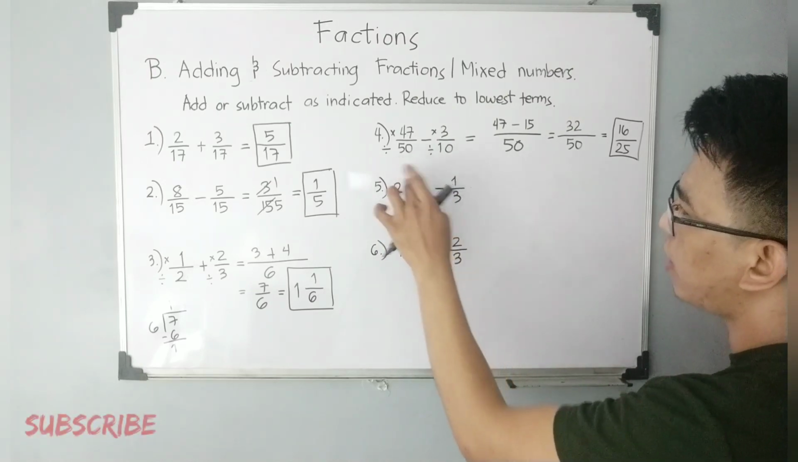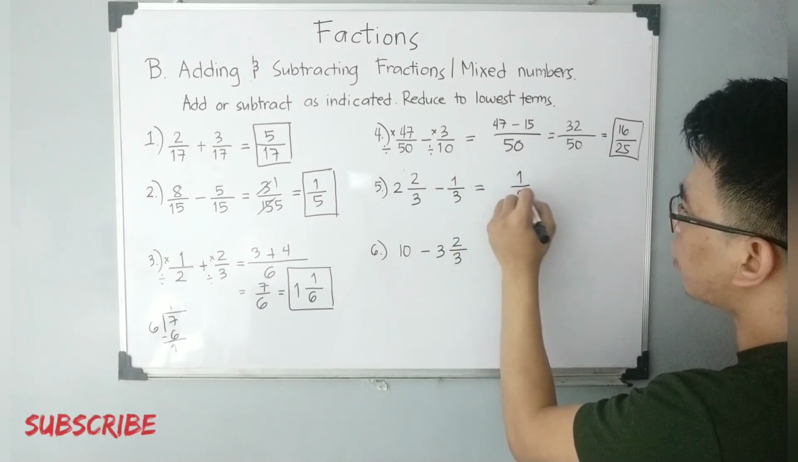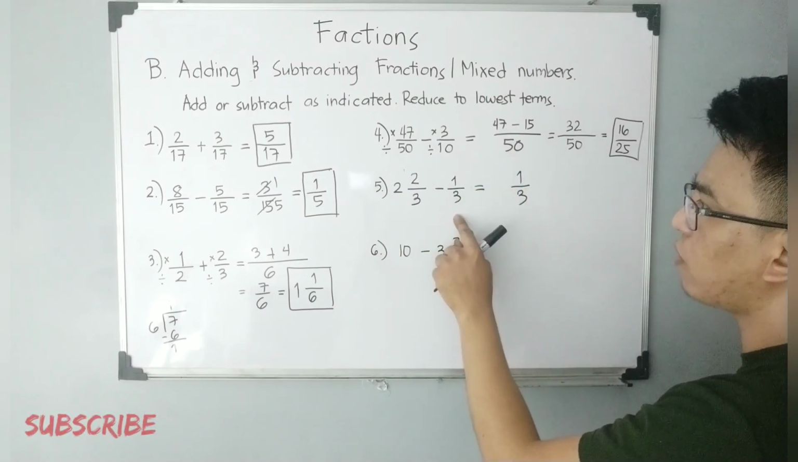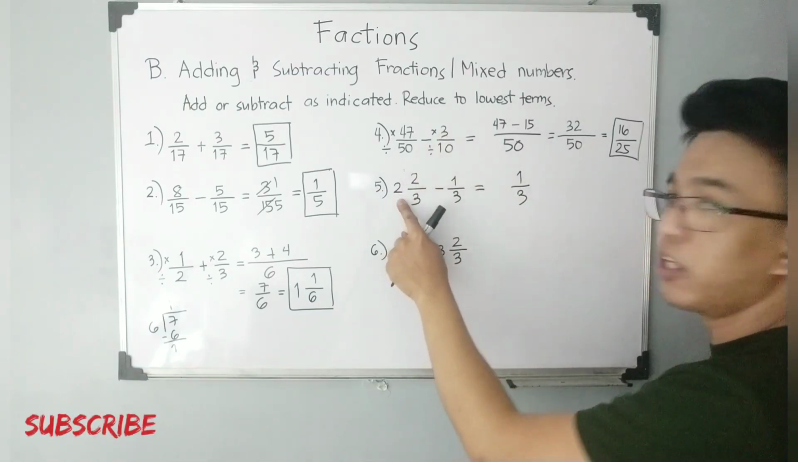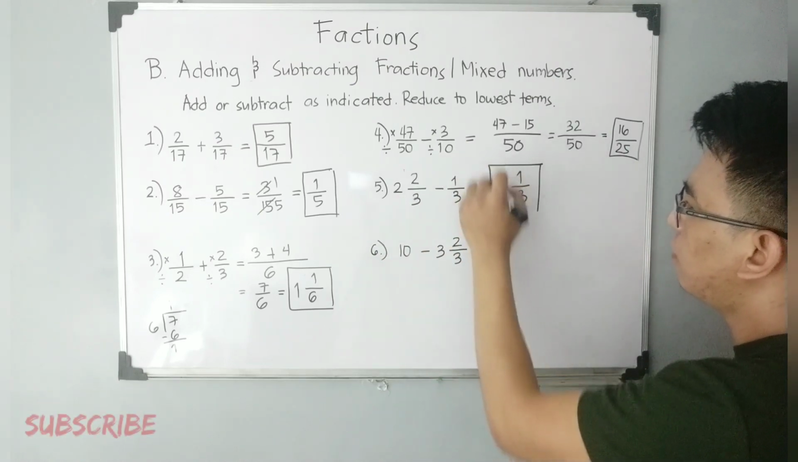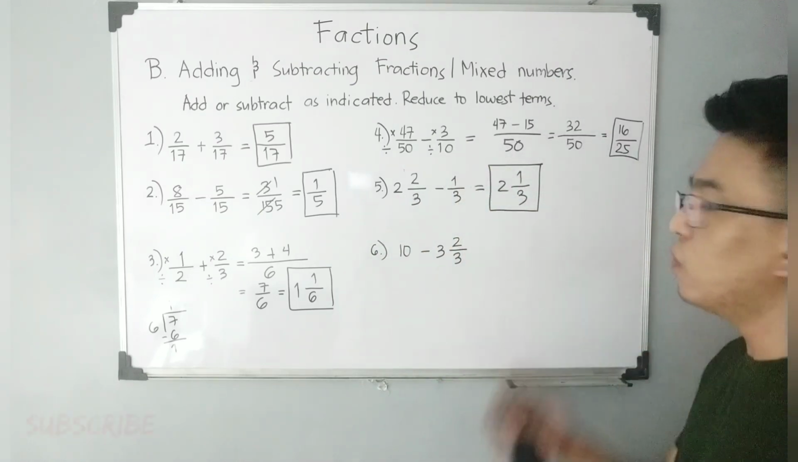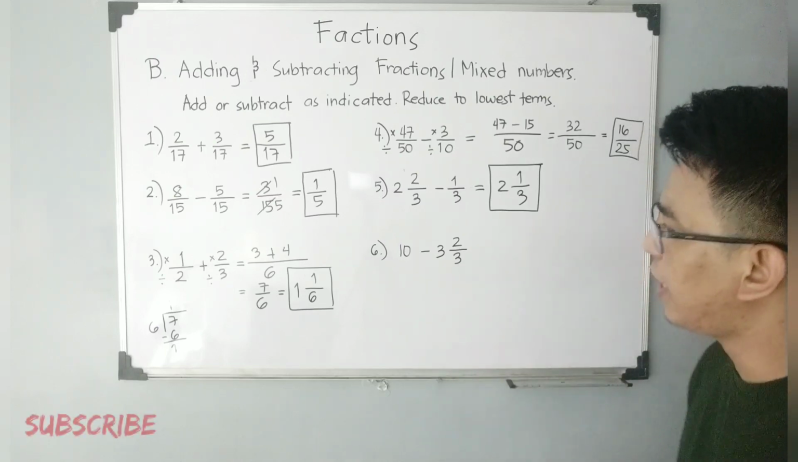2 over 3 minus 1/3 is equivalent to 1 over 3. Kasi parehas naman ng denominator, subtract your numerators, that is equal to 1, and i-attach mo ngayon si whole number na 2. So, the correct answer for item number 5 is 2 and 1/3. So, that's it for number 5. Let's move on to item number 6.